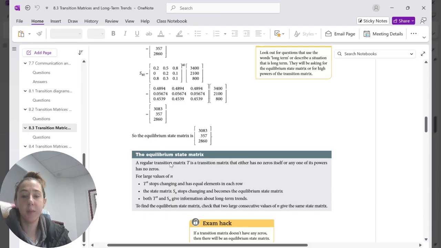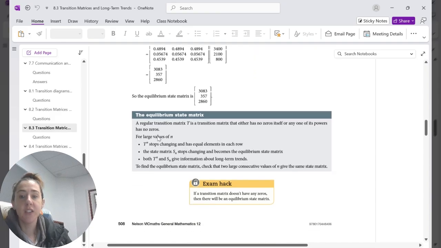So just to go back, a regular transition matrix T is a transition matrix that either has no zeros itself or one of its powers has no zeros. For a large value of n, T to the power of n stops changing and has equal elements in each row. The state matrix Sn stops changing and becomes the equilibrium state matrix. Both T to the power of n and Sn give information about long-term trends. All right, and that's how to find the equilibrium state.